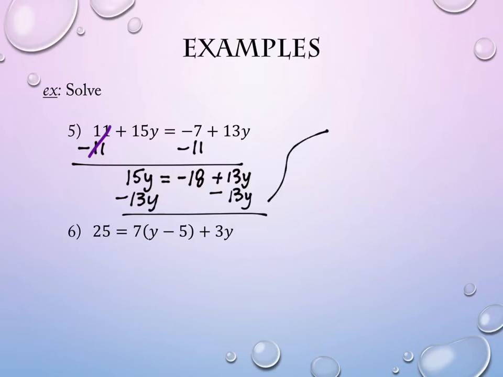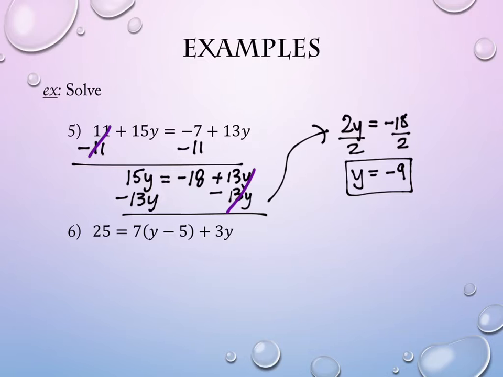I'll continue over here since I'm out of space. 15y minus 13y is 2y, and it equals negative 18. The pieces here added to 0, leaving me with negative 18. Now what? Divide by 2. Okay, negative 18 divided by 2 is negative 9. And while we won't do that, we could check it if we wanted to, right? Yeah.